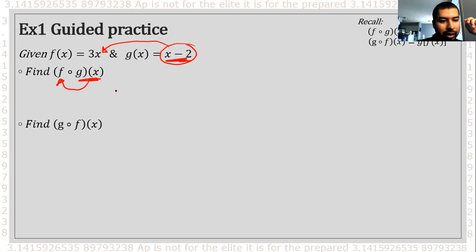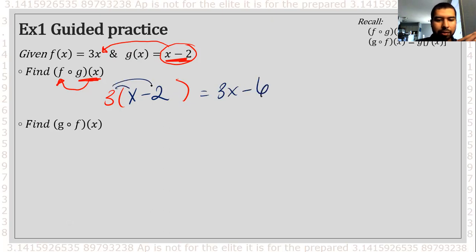So I'm going to write my 3, but instead of writing my X, I'm going to put parentheses. And I'm going to write X minus 2. Just like that, guys. We can simplify this, do some nice little FOIL if you wish. It's minus 6, right? Because the 3 distributed. There you go. This is my f o g. Which is also, according to this, the same thing as saying F of G of X.